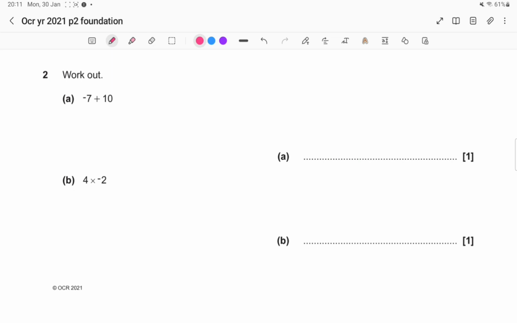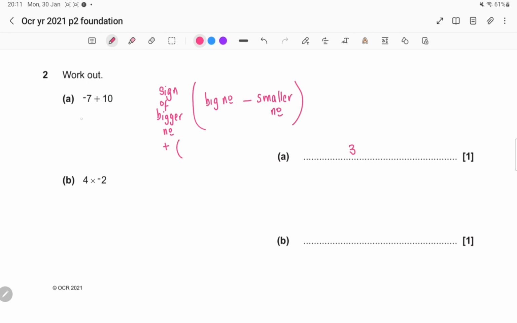Work out -7 + 10. That would be 3. For those who don't know how to work this out, we just need to look at the sign in front of the bigger number. Then what we do is we take the big number, we subtract the smaller number. For example, over here, the big number is 10. So the sign in front of that is a plus. So my answer would be positive.